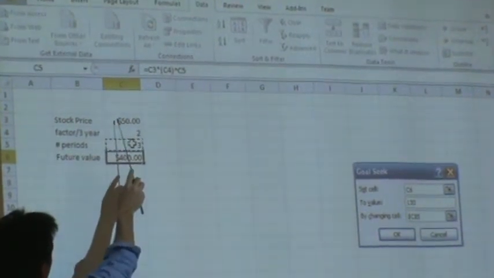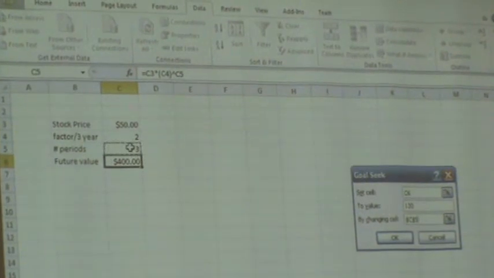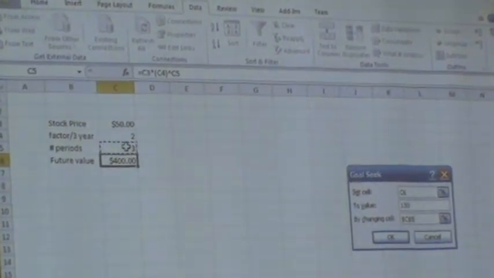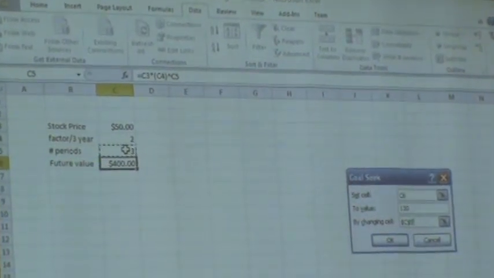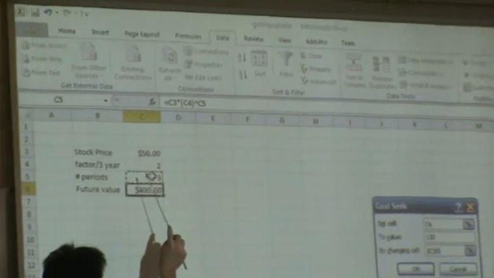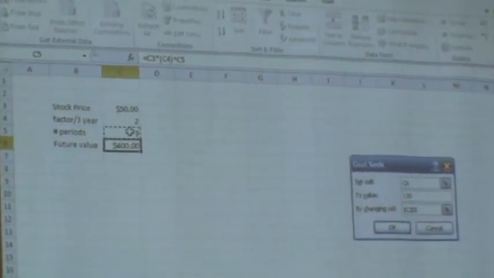If we allowed multiple inputs to vary, then we would get a collection of answers. We'd say, well, for this factor, you could have this many periods, but if you change the factor, you get a different number of periods. So we'd have a collection of answers. So they only allow us to pick one box to vary, and then they'll vary it for us to get the answer that we're trying to get.